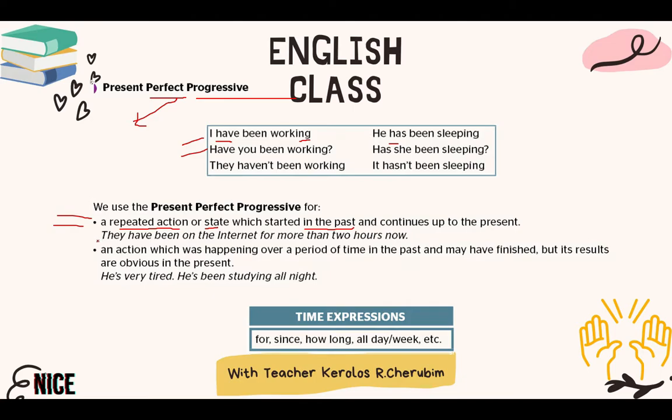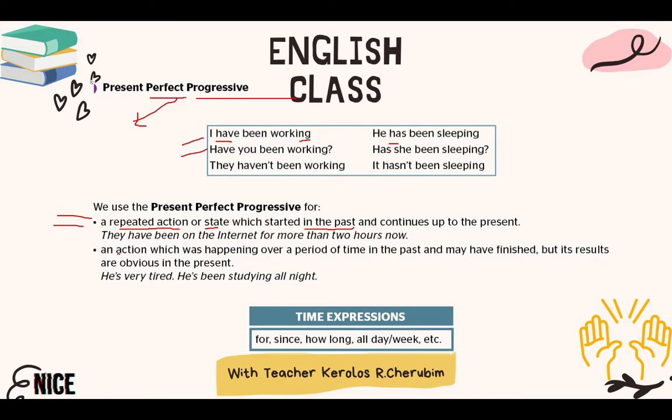Let's go to this example. They have been on the internet for more than 2 hours now. That means they have been spending time surfing the internet, doing some research on the internet. And at this current moment, they are spending their time on the internet. Let's go to the second usage.